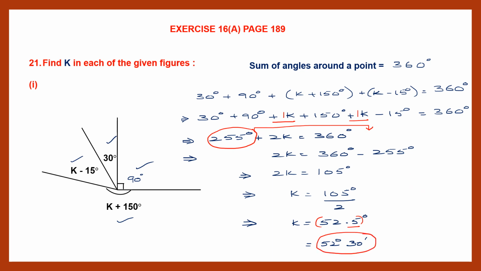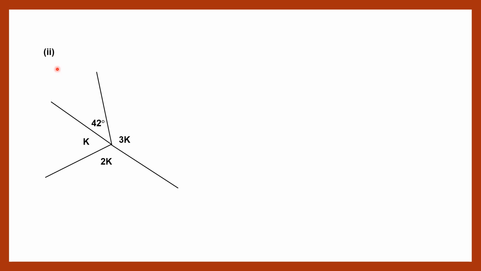Now let's go to the second part of the question where again we have to find K. So let's go to that. Question 2. So here we have 42 degrees, 3K, 2K and K. So again, think of a property of angles. Here there is a point and all these angles are around that point. So we can use the property: sum of angles around a point is 360 degrees. That means if we add up all these angles, let's start with 42.